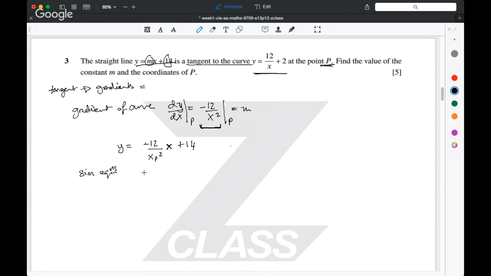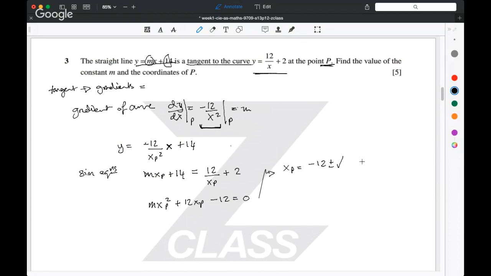And we can say that at that point, mxp plus 14 is equal to 12 on xp plus 2. And we can rearrange this, and we get mxp squared plus 12xp minus 12 is equal to 0. And we can then solve for x. So we have that xp is equal to minus 12.